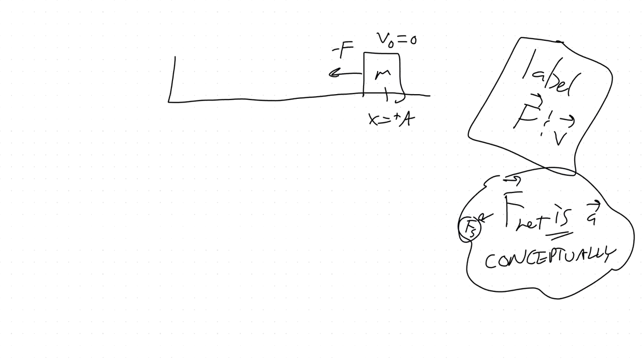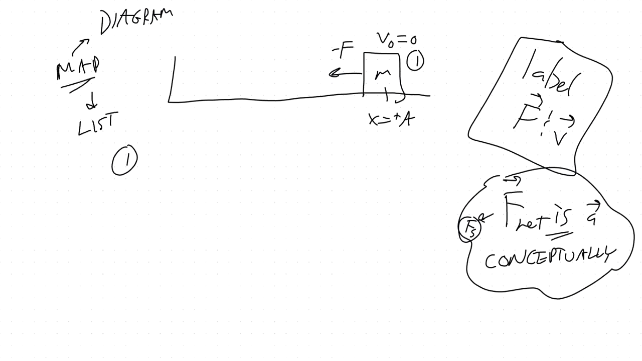So initially, we'll call this point one. So we have our diagram, and then we have our list. All right, this is what I call a map. We have a diagram and a list. Mapping, just like if I said, map your trip to California. You would say, I did this, and here I am, and I did this. You would have a diagram and you would have a list. Here's what I'm doing. That's what I mean by map. I like that word. That means you outline, say what's happening, and you draw it.